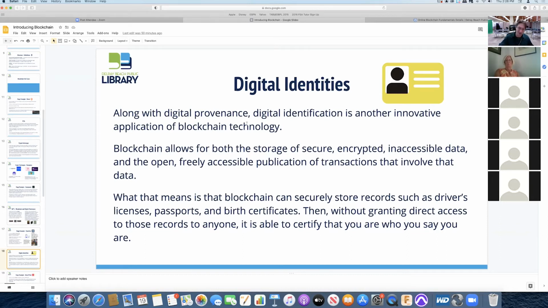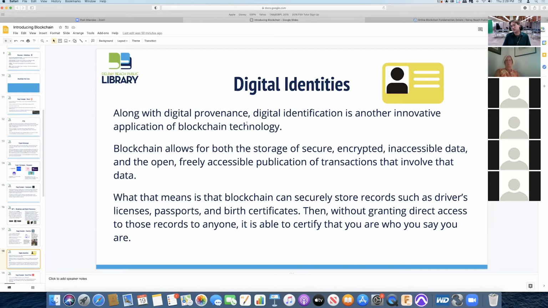the two-factor authentication, the need for hundreds of passwords to keep track of. They'll send a message to your phone that asks you to tap something on your phone, and then if it doesn't go through, then you have to do it all over again. So wouldn't it be great if we had a way to prove our identity online, without having to go through all these hoops? Along with digital provenance, digital identification is another innovative application of blockchain technology.